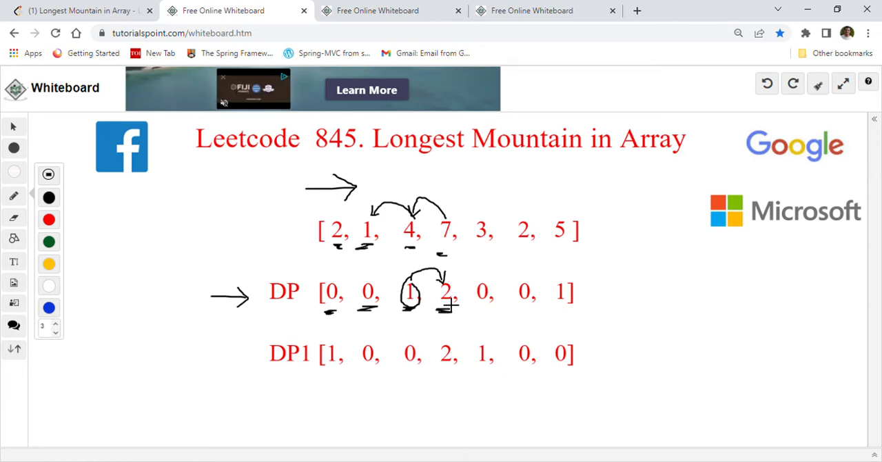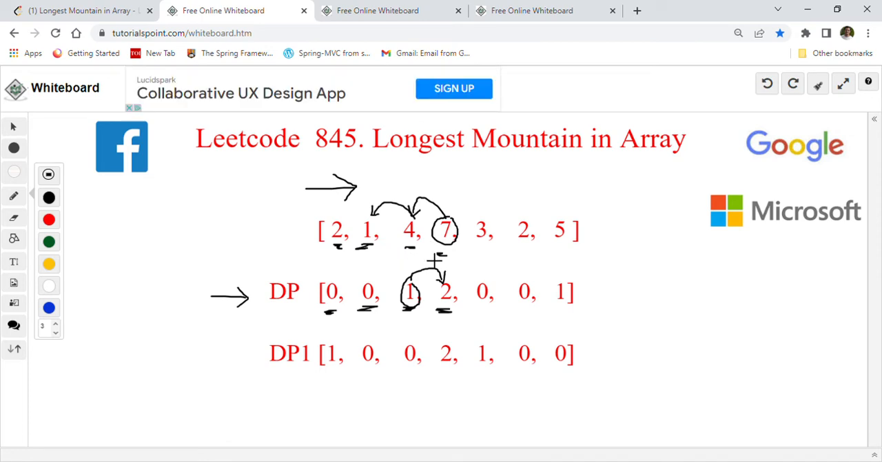So what it means is there are two elements on the left side of 7 which can contribute to the mountain array. You can see that the two elements are 4 and 1, which can contribute to my mountain array, because they are smaller and they are in a descending way: 4 7, then descending is 4, and then descending is 1.